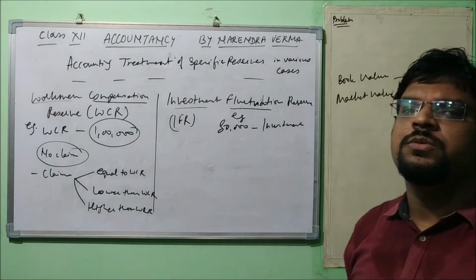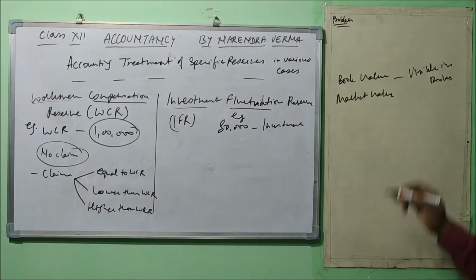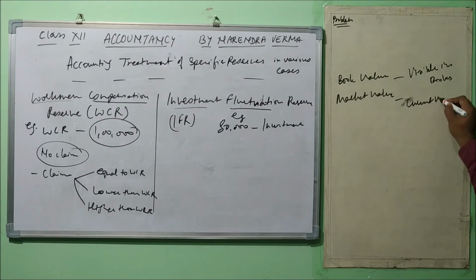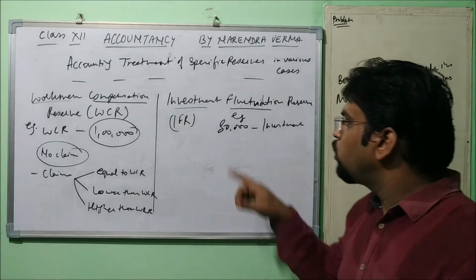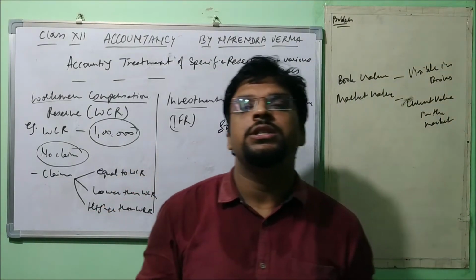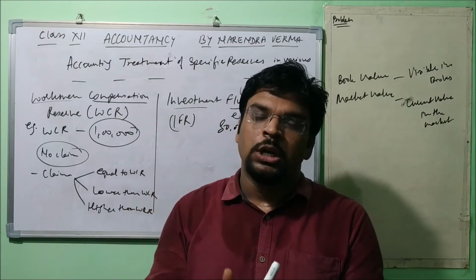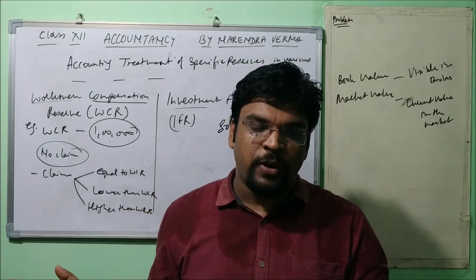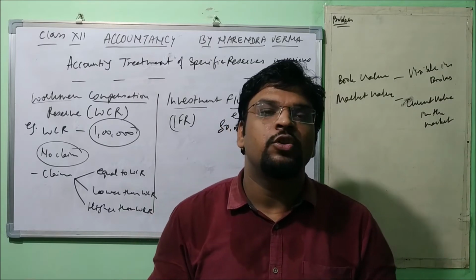The value which is visible in the balance sheet, that is the book value. And market value means current value in the market. Okay. So the books show that they made an investment of 80,000. Now today, when they are going to change their profit sharing ratio, they need to settle all the reserves. Fine.